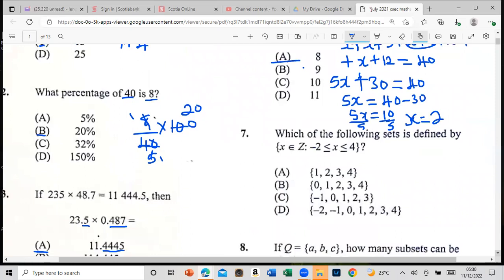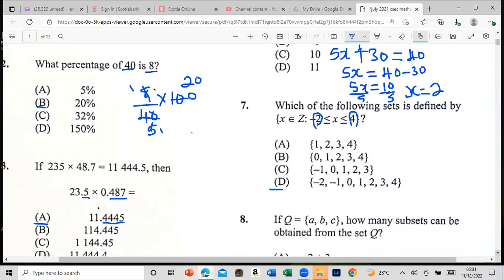Which of the following sets is defined by x is a real number, negative 2 less than or equal to x, less than or equal to positive 4? So it ranges from negative 2. Once we have this, it means that it should be included. So we're going to include negative 2 and we're going to include positive 4. So these are kind of a giveaway also.